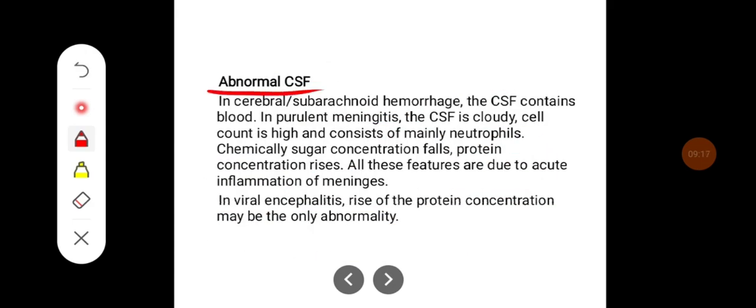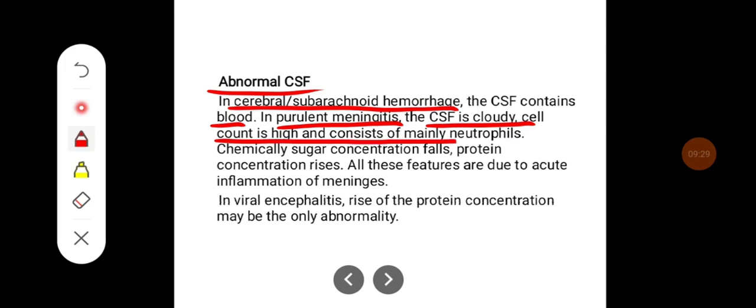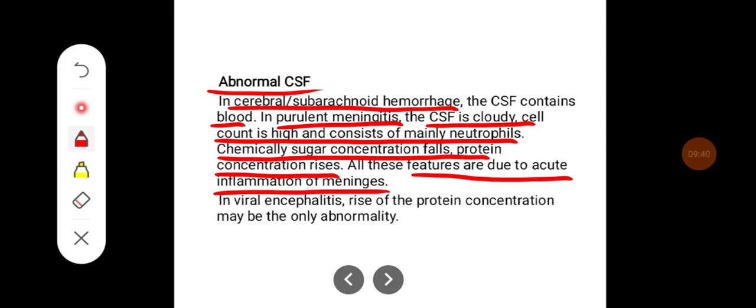Abnormal CSF in cerebral or subarachnoid hemorrhage: the CSF contains blood. In purulent meningitis, the CSF is cloudy, the cell count is high, and consists of mainly neutrophils. Chemically, sugar concentration falls, protein concentration rises. All these features are due to the acute inflammation of the meninges. In viral encephalitis, the rise in the protein concentration may be the only abnormality.